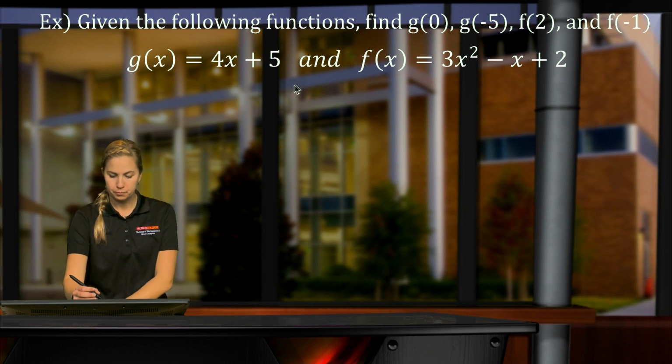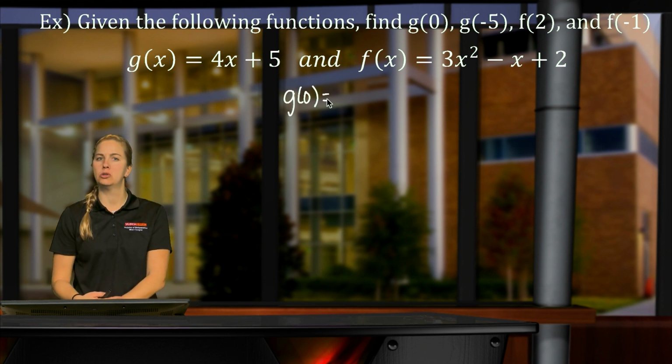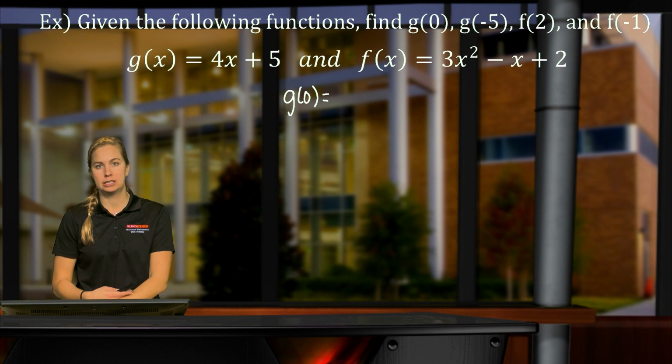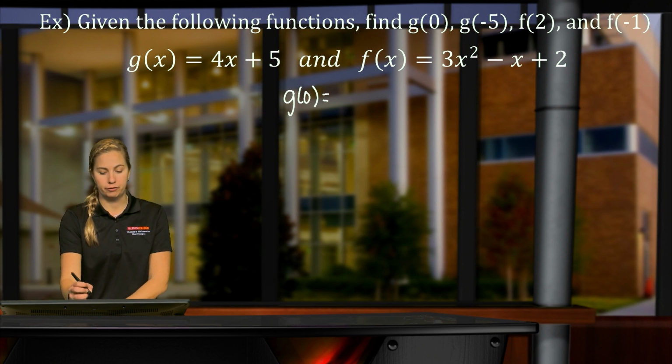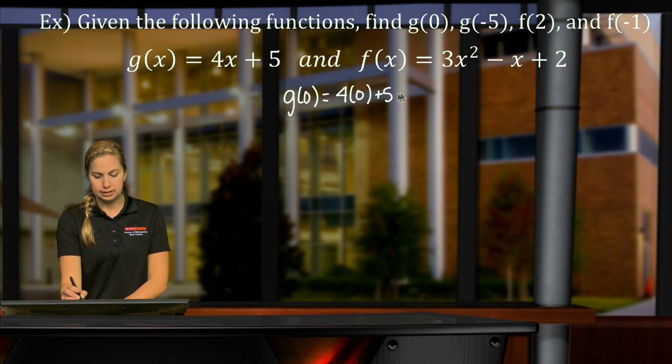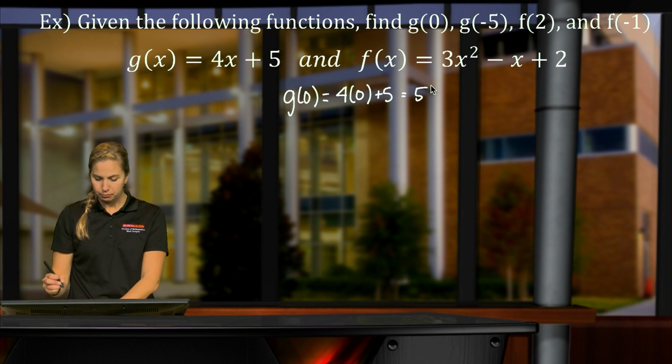To find g of 0, and careful with the way that you say this. This is not g parentheses 0. It's not g times 0. Because of the notation and the context at which this is being used, this is read g of 0. This tells me I'm going to substitute in 0 for x in the function g. So this is 4 times 0 plus 5. Now if I simplify this, 4 times 0 is 0 plus 5 is 5.